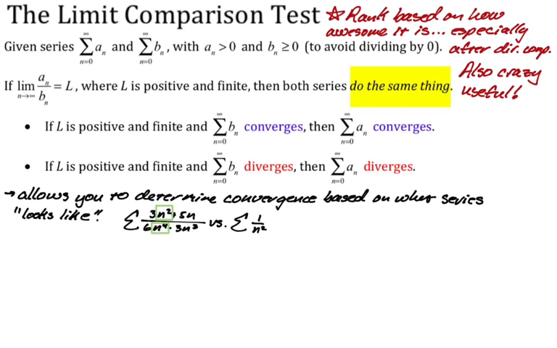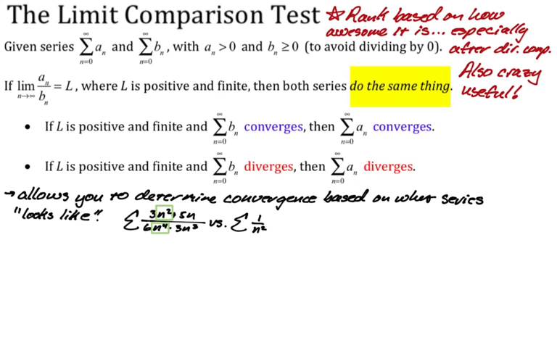It's amazing. It really lets you look at a series and be like, that thing just looks like a convergent geometric series, so it converges. This looks like a convergent p-series, it converges. It looks like a divergent p-series, so it will diverge. It's the test that allows you to actually formalize that it looks like.